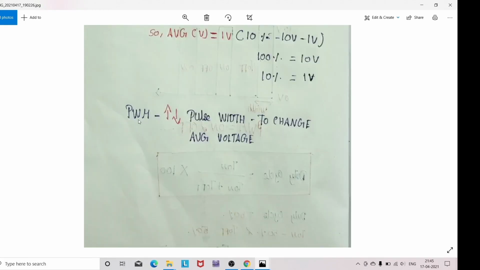Pulse width modulation, we shortly say, is a change in pulse width with respect to time. We get an average voltage.